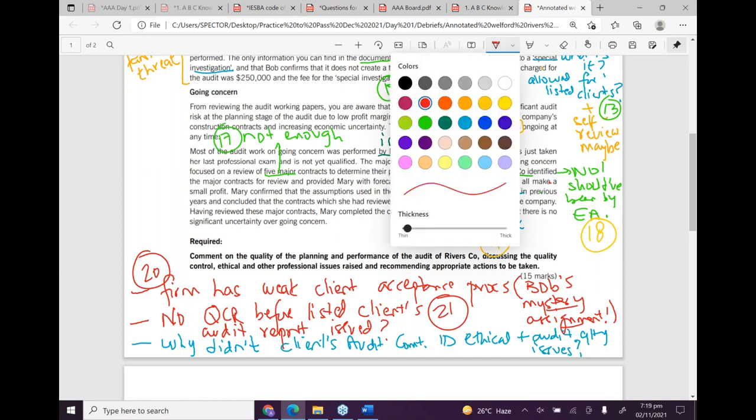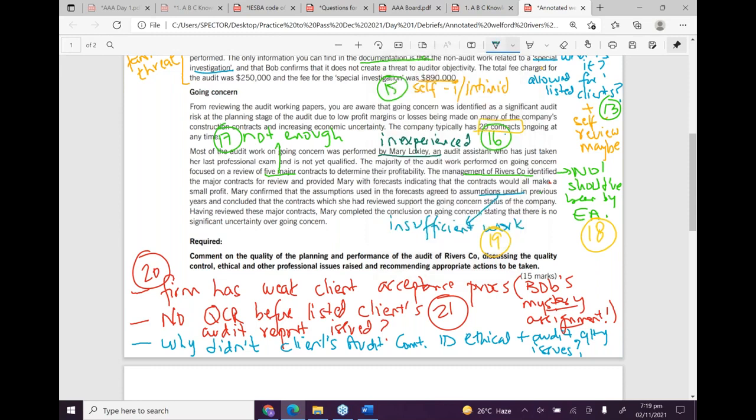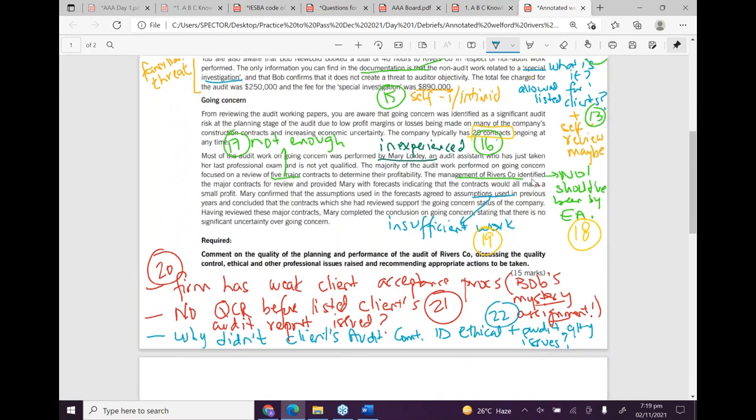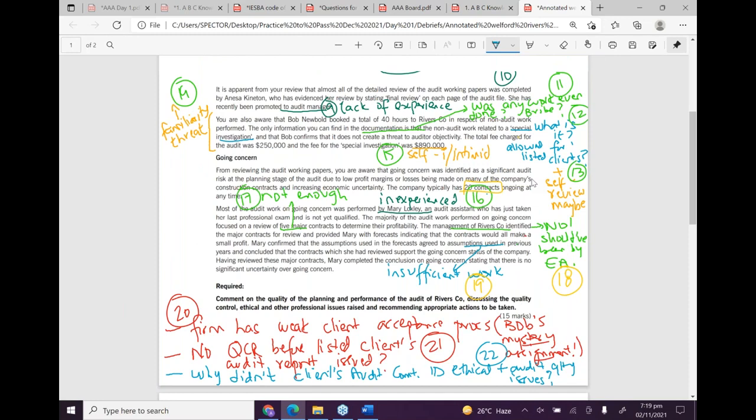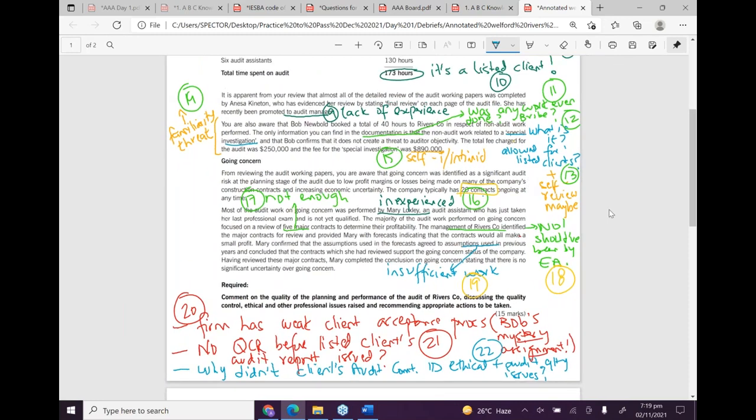Remember, all ethical threats, regarding the partner's rotation in particular, need to be communicated to those charged with governance, and there is no indication this was communicated to the audit committee. So as part of your rotation safeguard, you should have told those charged with governance that it's been 8 years for the partner, and he now needs to be rotated.